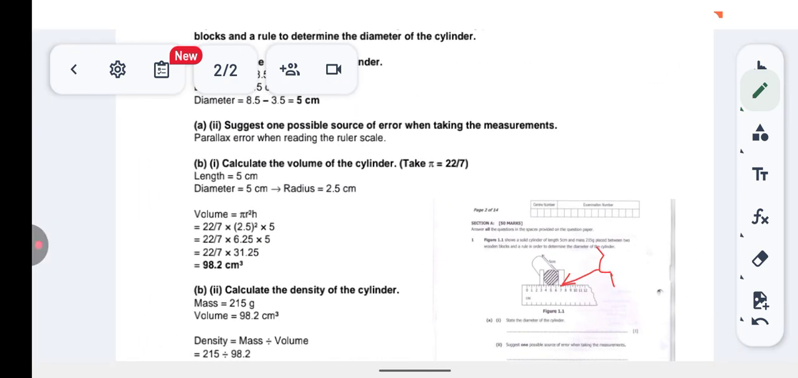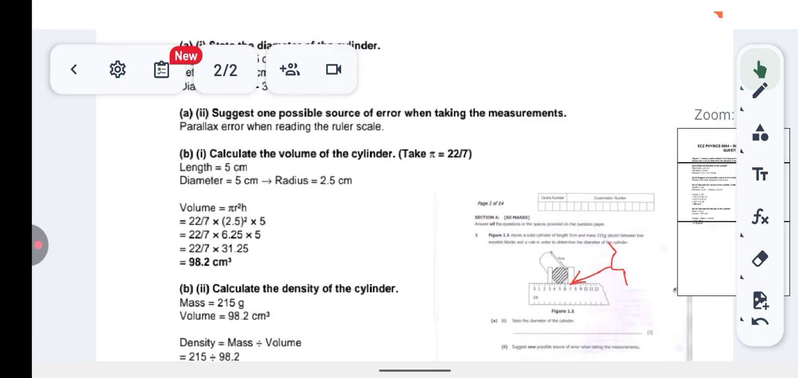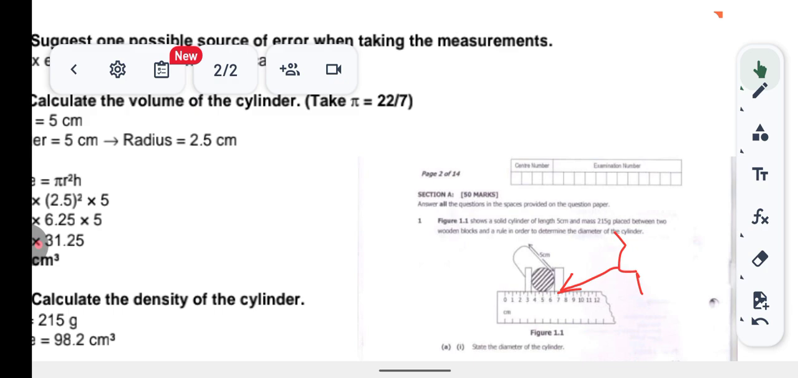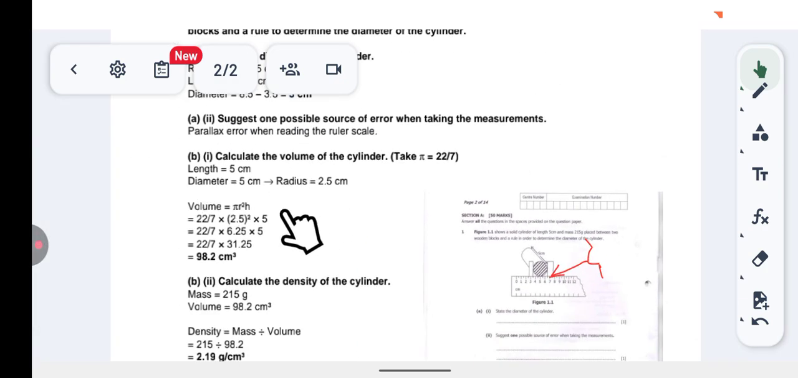Alright, so moving on to question B. Question B1 reads, calculate the volume of the cylinder. Take pi to be 22 divided by 7. We know the length, which has already been given on the diagram, is 5 centimeters. Then the diameter, when you subtract 6.5 minus 3.5, you get 3. The original diameter here is supposed to be 3, but since there was an error there, the calculation was wrong.